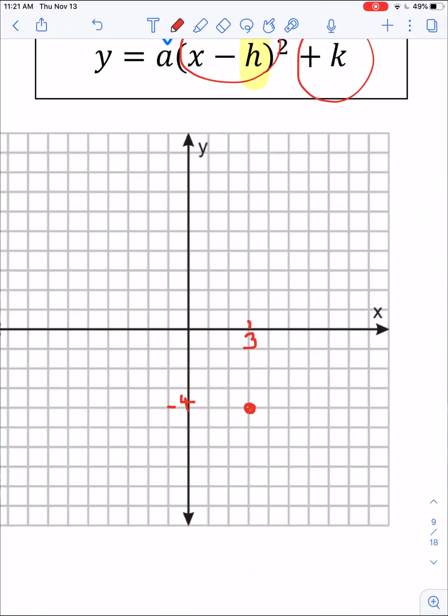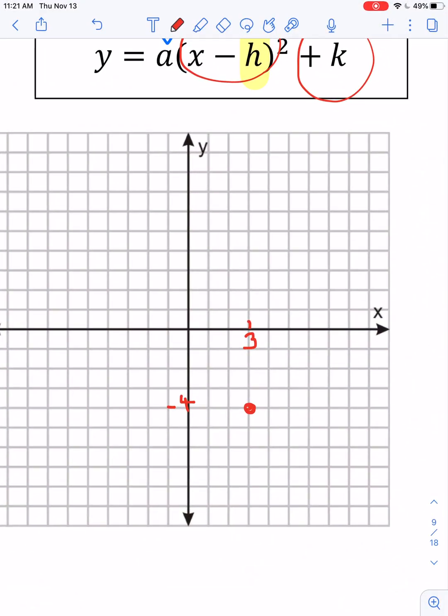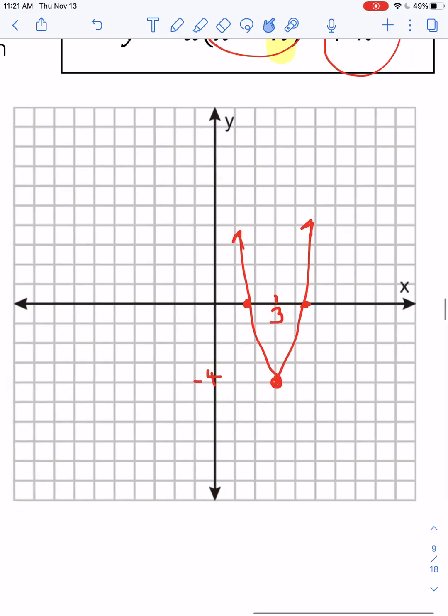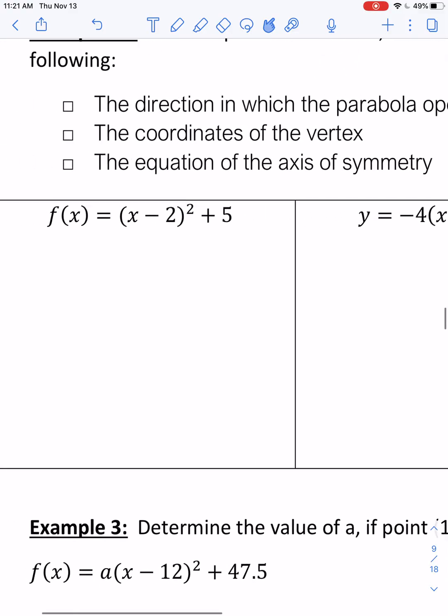Let's go ahead and draw that. And that's what my graph will look like. There we go. Perfect. All right, so now we're going to just practice that a bit more.